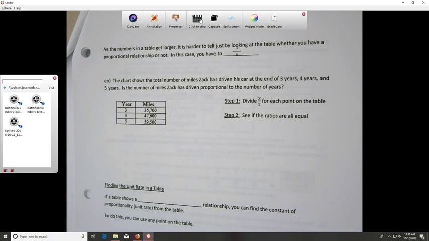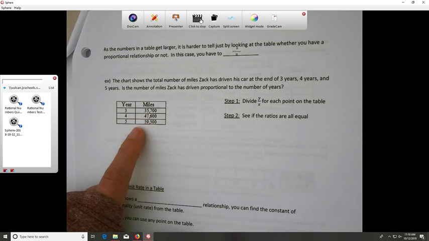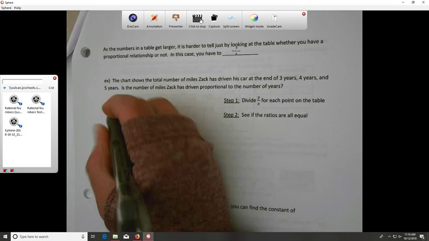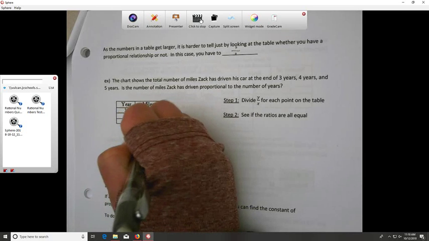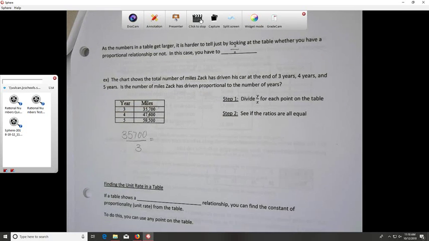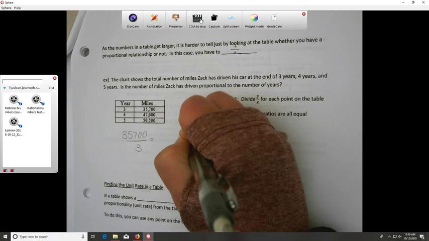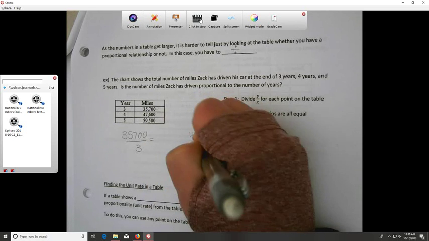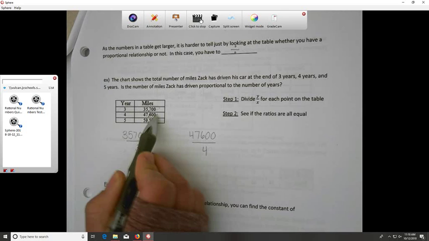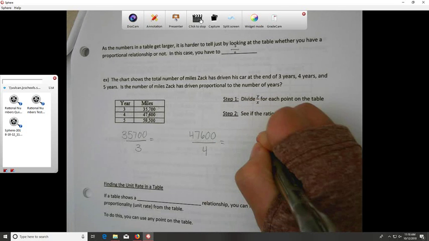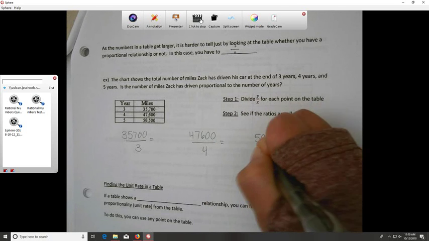So it says, the chart shows the total number of miles Zach has driven his car at the end of 3 years, 4 years, and 5 years. Is the number of miles Zach has driven proportional to the number of years? So I'm just going to divide each of these. All right, so I'll take my first point, and I'll do 35,700 divided by 3 and see what I get. I'll do 47,600 divided by 4, because that's my second point. And then I'll do 59,500 divided by 5, because that's my third point.